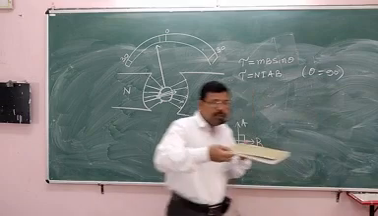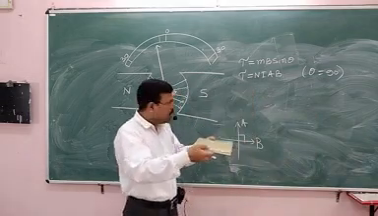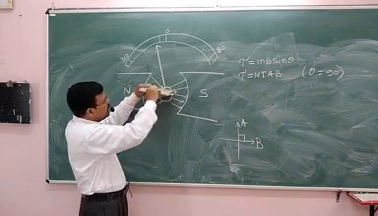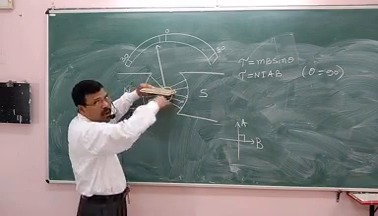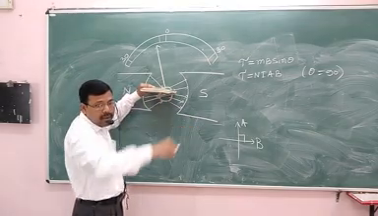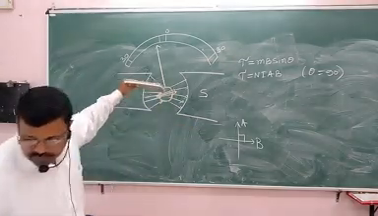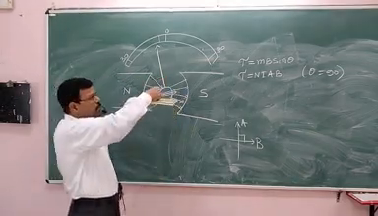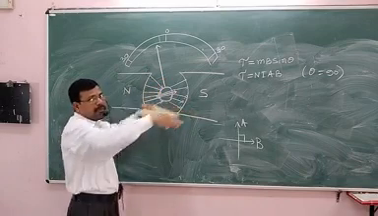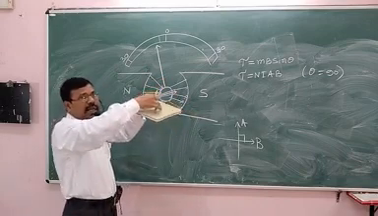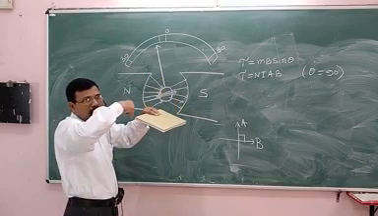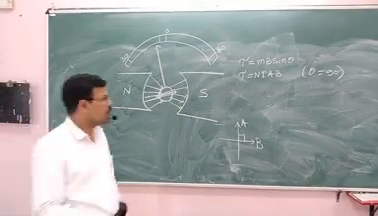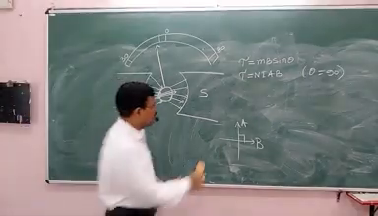Suppose you take a coil like this. The direction of the magnetic field and the plane are always parallel. But the area vector of this coil is perpendicular to the direction of the magnetic field. Area is always normal to the plane of the coil. So the coil experiences maximum torque. Fine.